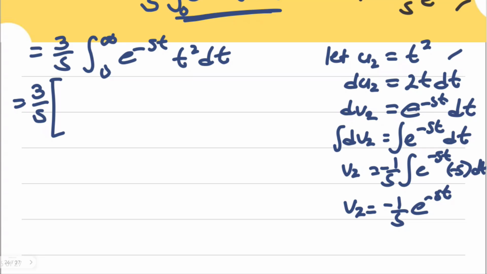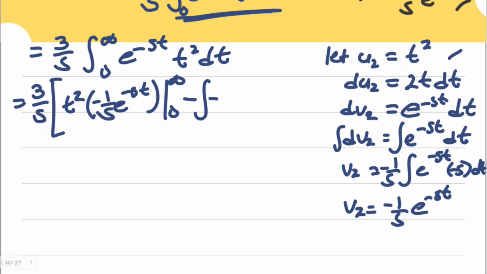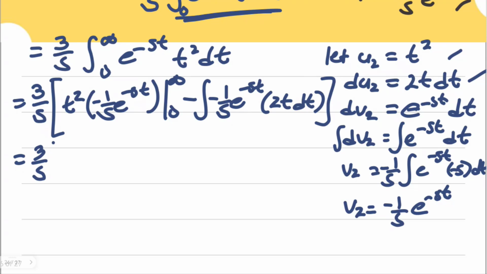So your u is t squared and your v is negative 1 over s e to the power of negative st, again from 0 to infinity, minus the integral of v du, negative 1 over s e to the power of negative st, and this is our du, 2t dt. Okay. Now, similar to what happened earlier, a factor of 3 over s is still here, so please take note of that. This would still be equivalent to 0 as t approaches infinity with the same concern. And similarly, as it approaches 0, this will also be 0. So you will have here 0 plus 0.